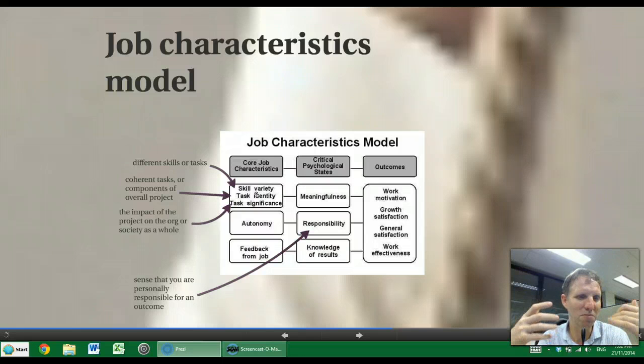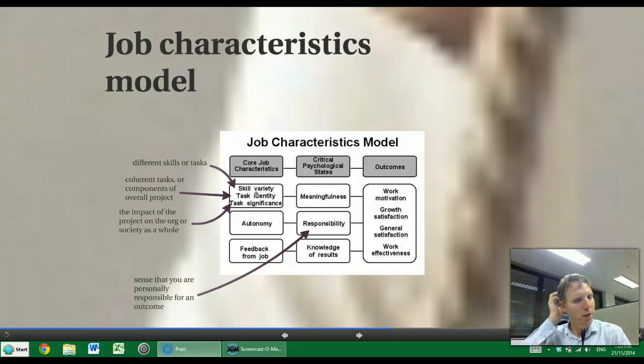And that can be on the organisation, and that can include understanding the impact of production upon profitability, for example, or realising, like a nurse, for example, that the task you've done has saved a life.